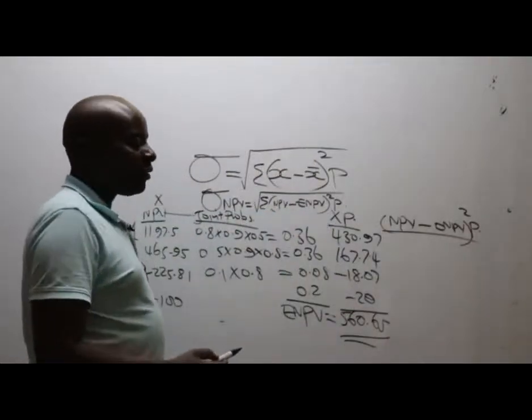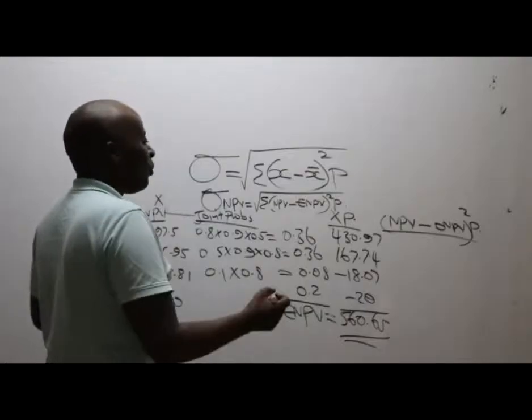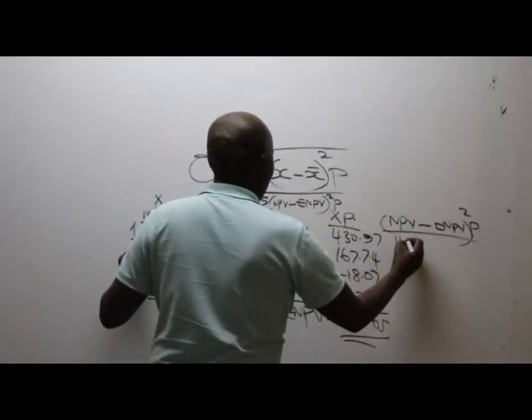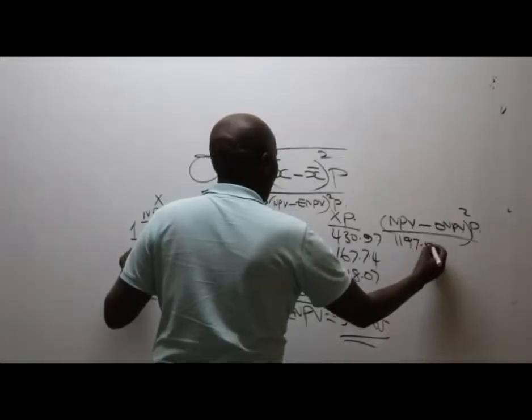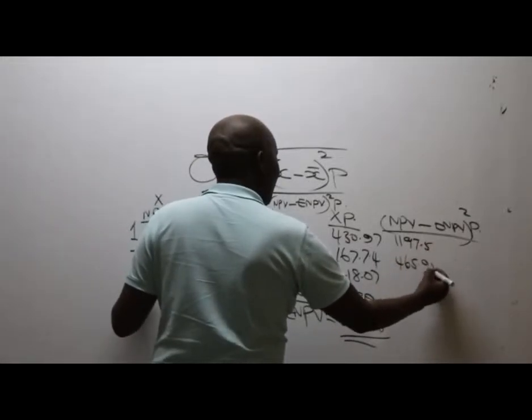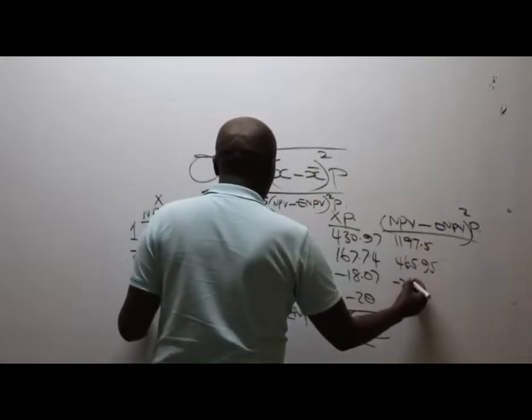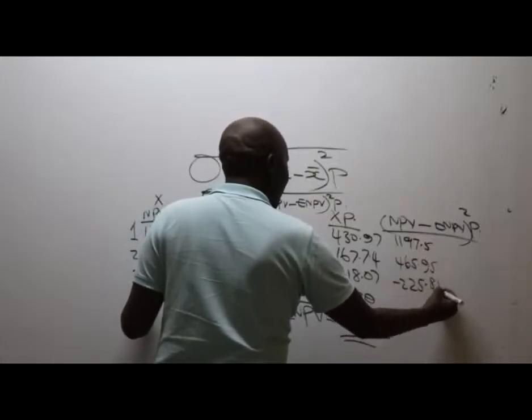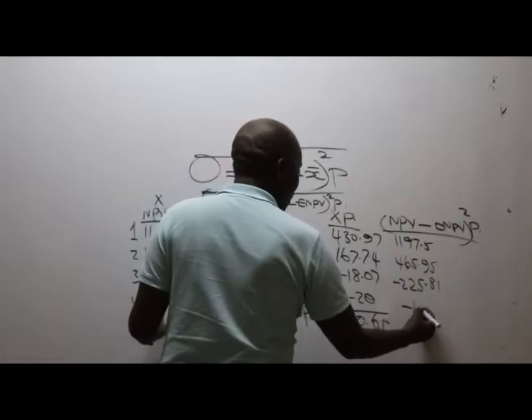So we start with the NPVs. They are here. I'm simply copying them down. These NPVs are here: 1197.5, 465.95, 225.81, and minus 100.